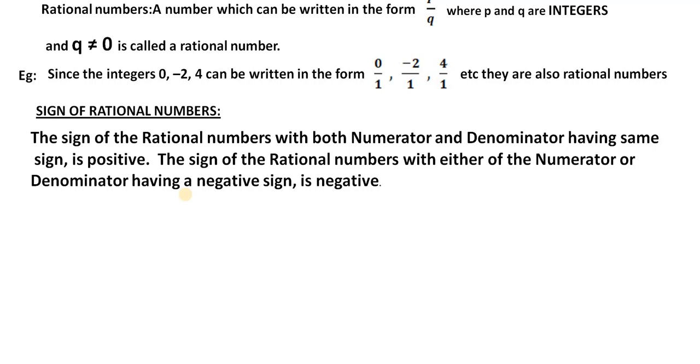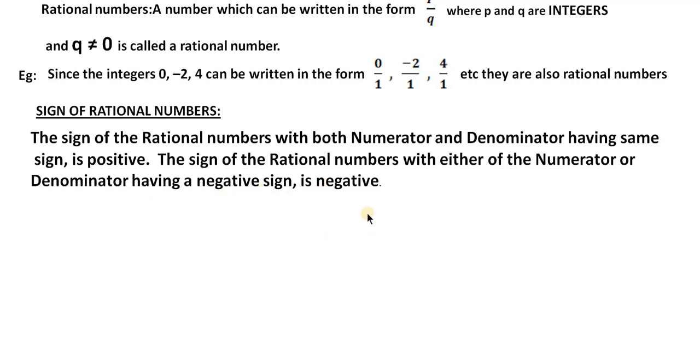So -2 by 5 is a negative number, because in the second case we are saying the sign of the rational number with either of the numerator or denominator. Either means one of them. Either of the two numbers, numerator and denominator, okay, has a negative sign. Not both, only either of them has a negative sign.